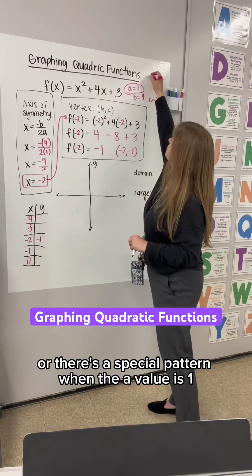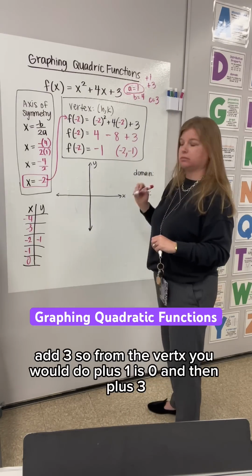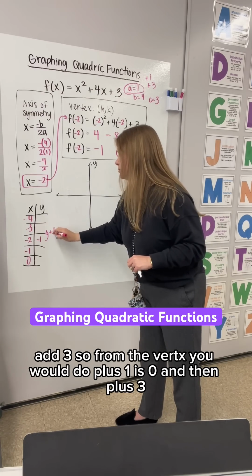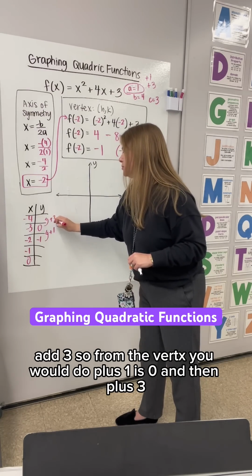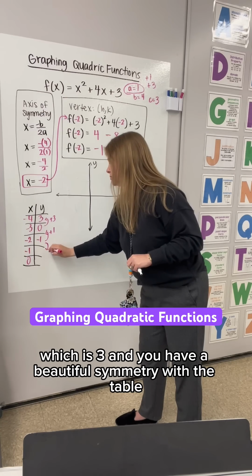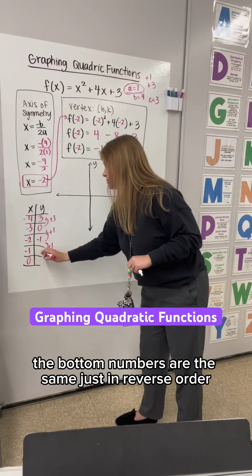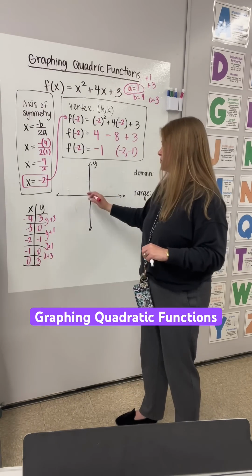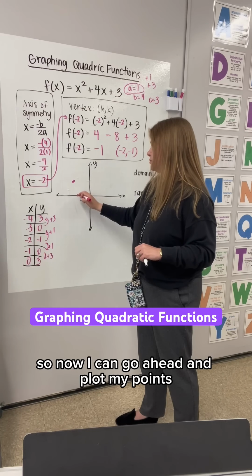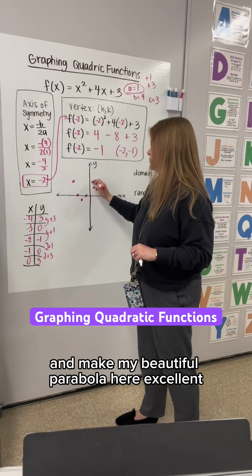When the a value is 1, all you have to do is add 1, add 3. So from the vertex, you would do plus 1 is 0, and then plus 3, which is 3. And you have a beautiful symmetry with the table. The bottom numbers are the same, just in reverse order. So now I can go ahead and plot my points and make my beautiful parabola here.